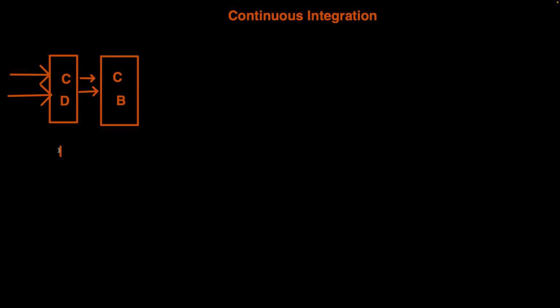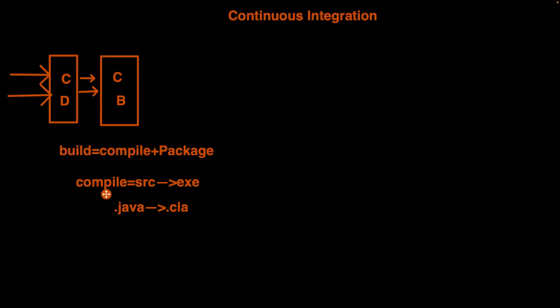So what is meant by building the code? It's nothing but the combination of compiling the code and packaging the code, right? What is meant by compiling? Converting the source code into executable is called compiling, right? For example, if you take .java files, they will be converted into .class files. If you have 10 Java files, they all will be converted into 10 class files, the binaries, the executables, whatever you call it, right? So this is what is compiling.